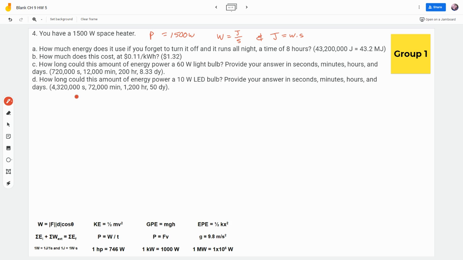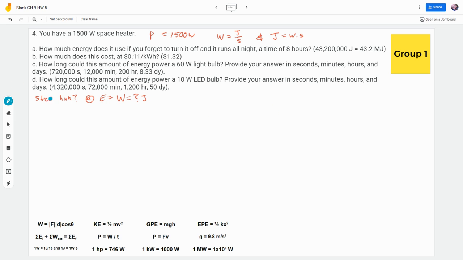So part A, how much energy does it use if you forget to turn it off and it runs all night? A time of 8 hours. Okay, so now we do step one. How much energy does it use? I wish I had phrased this question a little bit differently. It would be a little bit clearer to students who are learning this if I had said instead, how much work does it do? Because energy and work, they both come in joules. Energy and work are basically the same thing. Okay, so we're looking for work, and it will have units of joules.